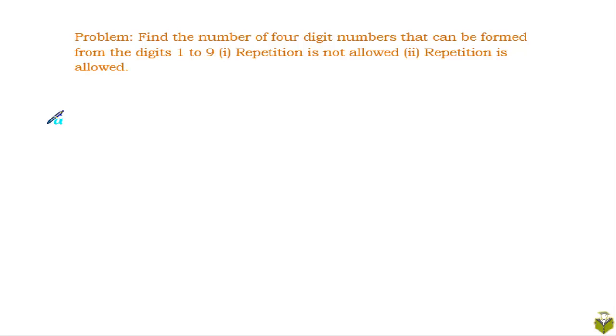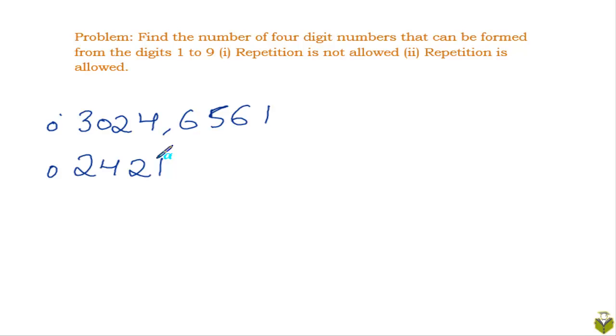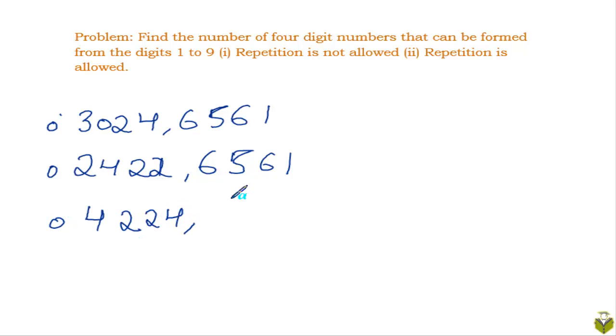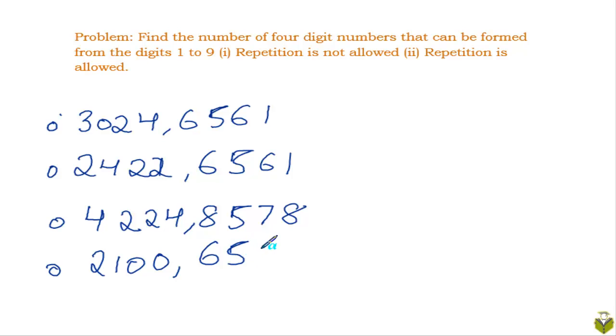The choices are 3024, 6561. So the first one is for repetition not allowed, and the second one is for repetition allowed. So you have 2421, 2422, and 6561, 4224, and 8578, and 2100, and 6561.